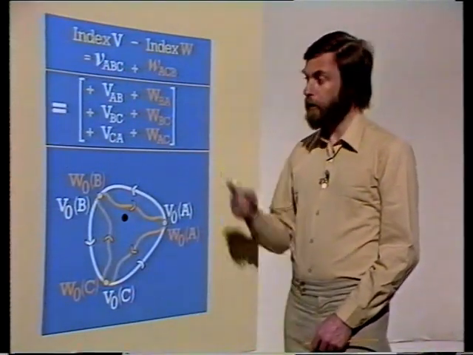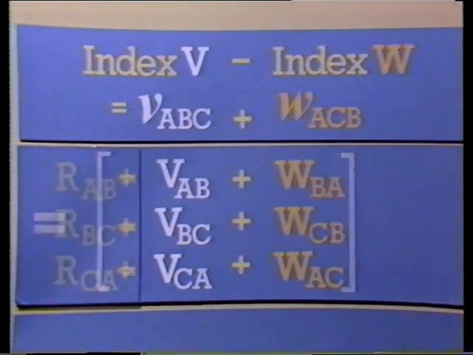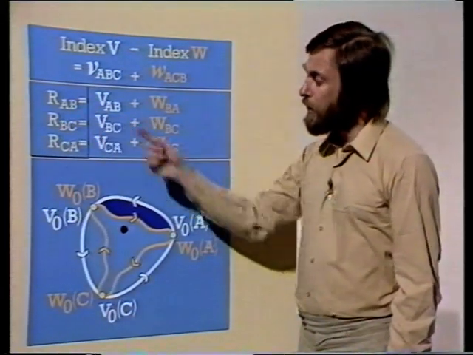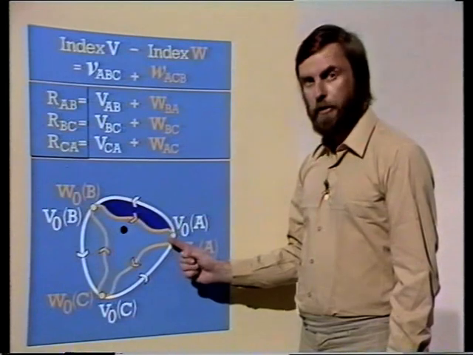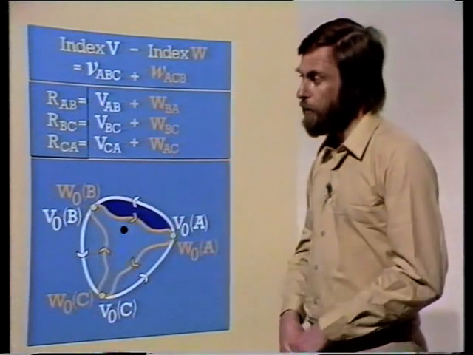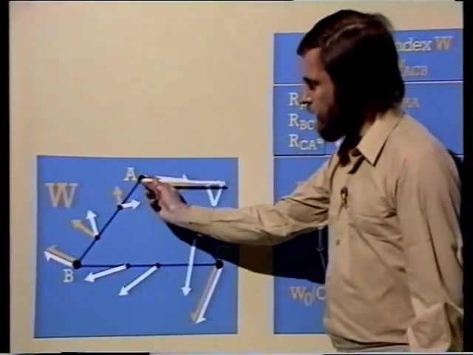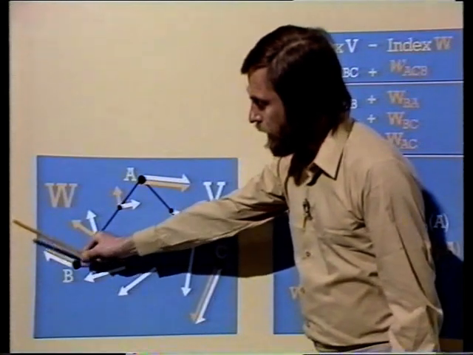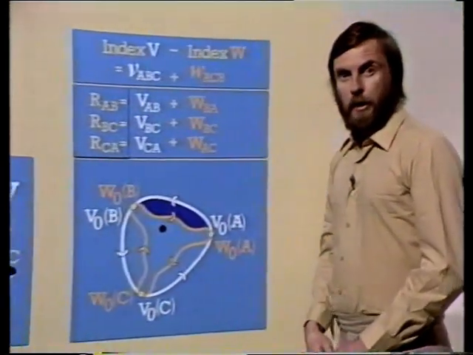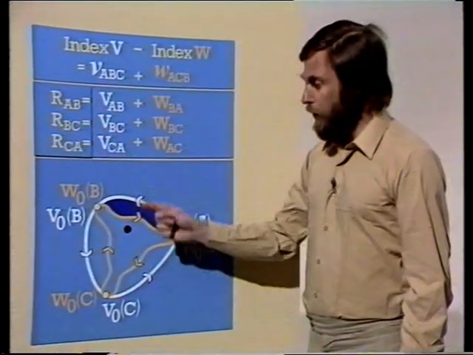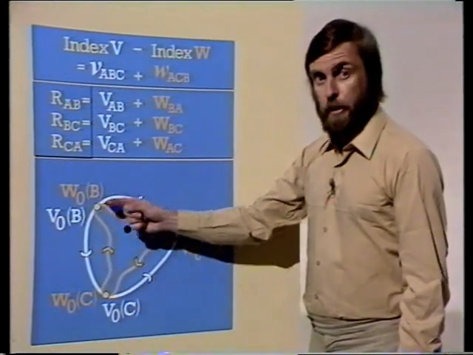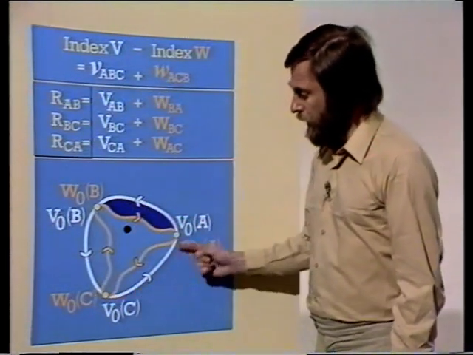Now the reason we've put our sum in this form is that we can now express it as the sum of three new winding numbers. For example, RAB is the winding number of the loop bounding this shaded region. It's the variation along here, followed by the variation along here. In other words, it's the variation in the direction of V vectors going from A to B, followed by the variation in the direction of W vectors going from B to A. And similarly, RBC is the winding number of the loop formed by this part of the V loop, followed by this part of the W loop. And similarly for RCA.